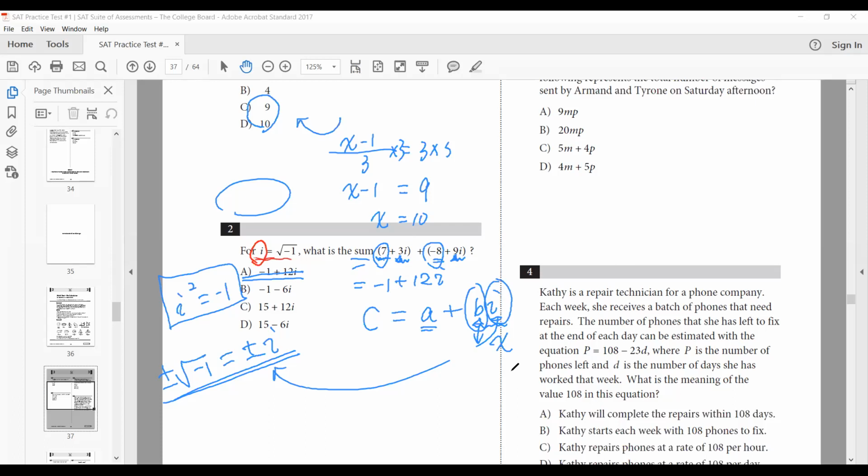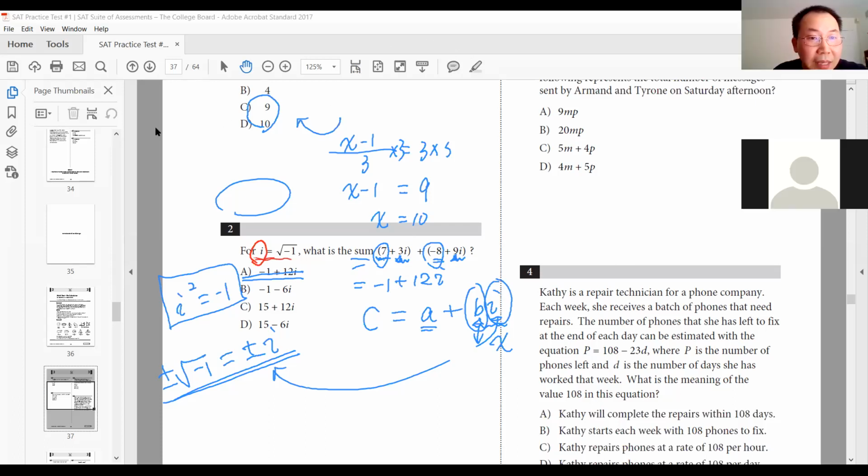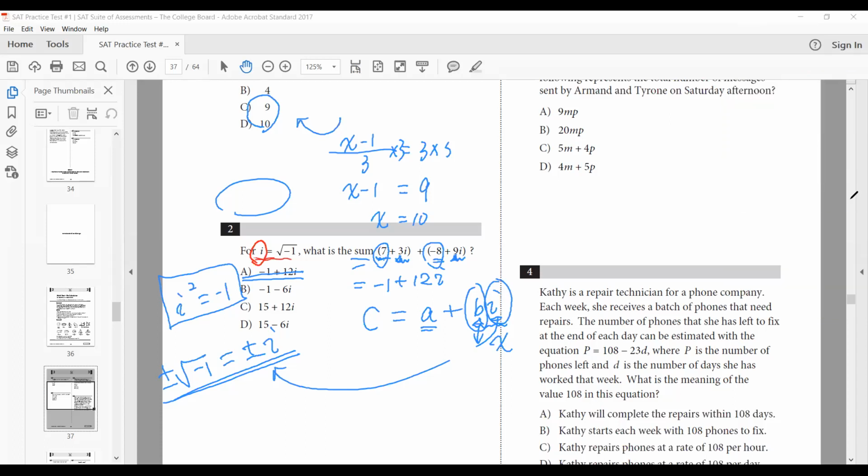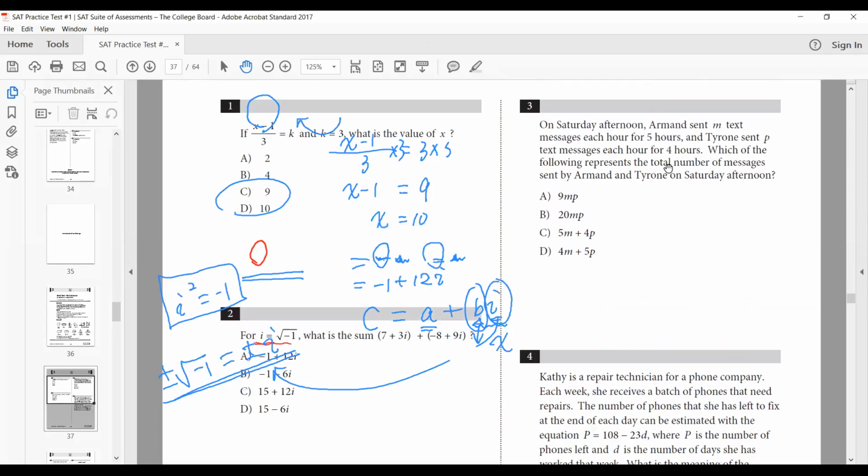Okay, got it? Any questions? Any question on this part? If I don't hear anything in 10 seconds, 5 seconds, I will move on to the next one. All right, let's see the next one, number 3.